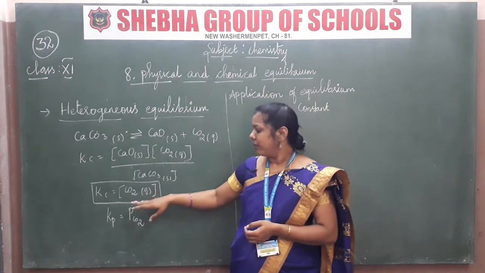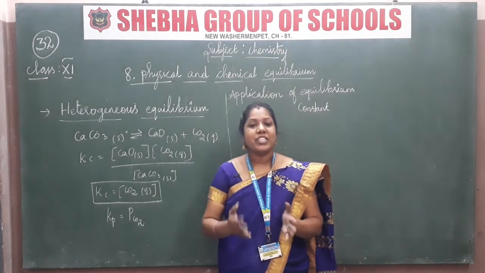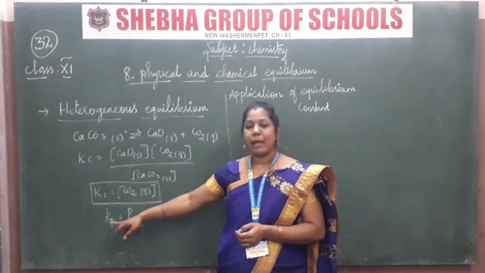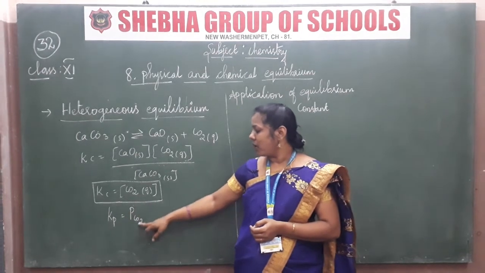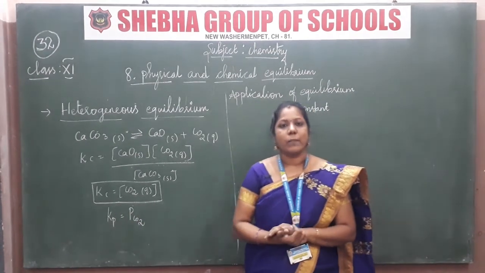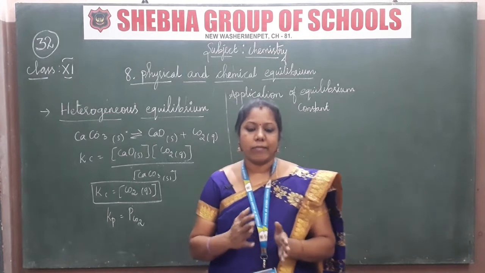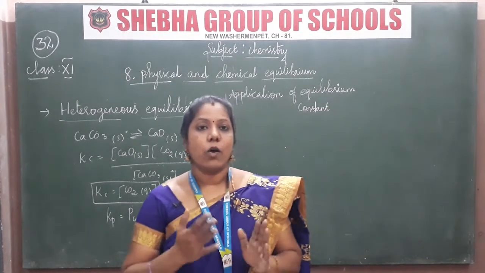If you want to write it in terms of partial pressure, Kp is equal to the pressure of CO2, the pressure of carbon dioxide. So this is the equilibrium constant for heterogeneous equilibrium.